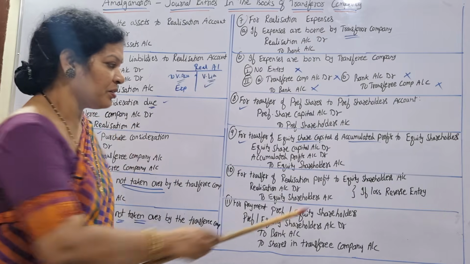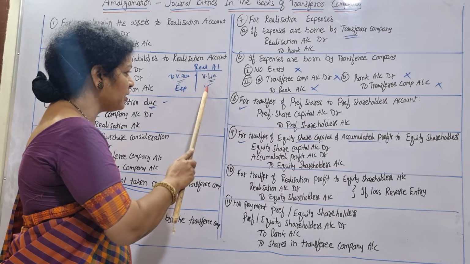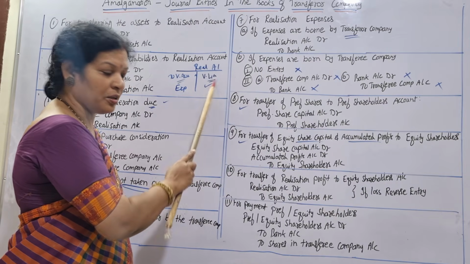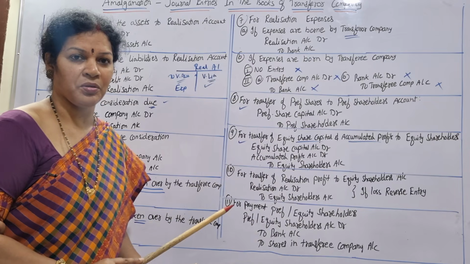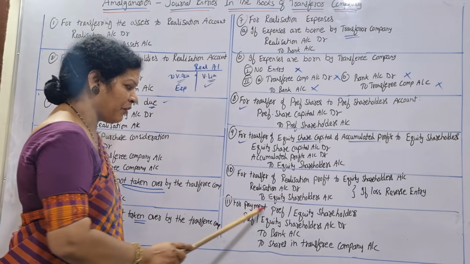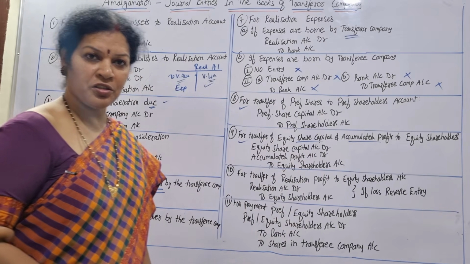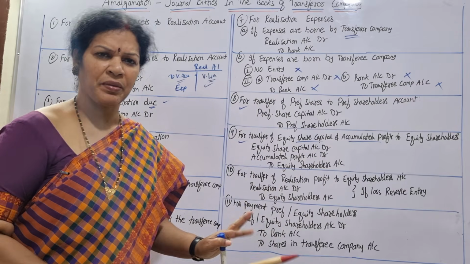If loss, reverse this entry. Loss means it will be on the credit side. It means equity shareholders account attached to realization account. Reverse. Clear? Then the last entry: for payment to preference shareholders or equity shareholders, whoever it may be, the same entry.